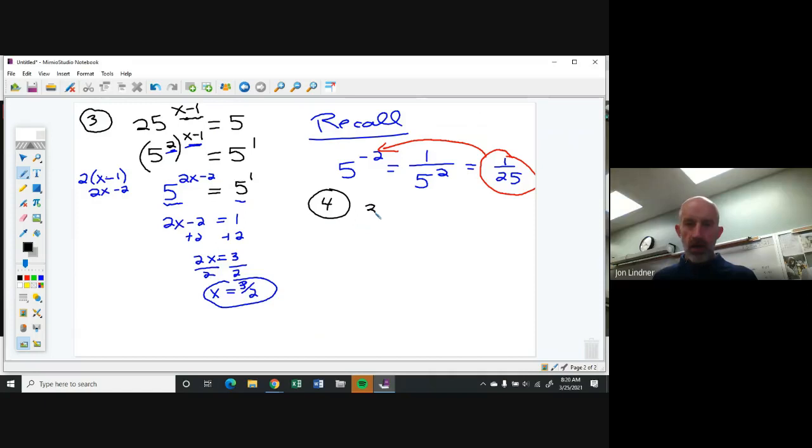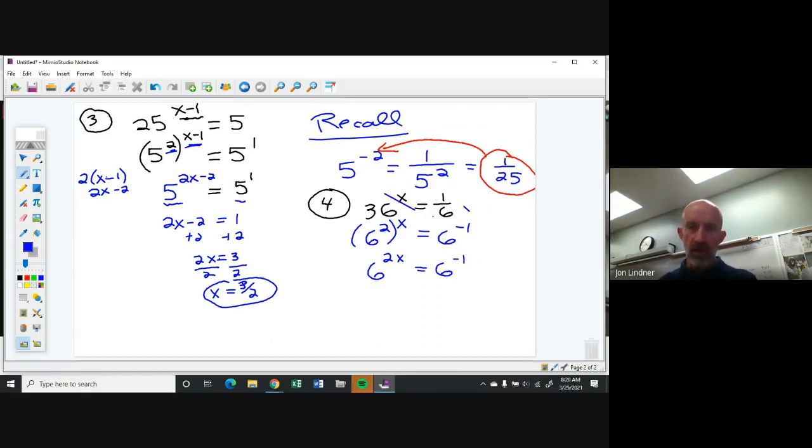Let's say that I had 36 to the x power equal to 1/6. Well, this might look like we're a long ways away, but we're really not. 1/6 is the same thing as 6 to the negative 1. 36 is the same thing as 6 to the second, but it's all to the x power. So this is 6 power to a power, I multiply, 6 to the 2x equals 6 to the negative 1.